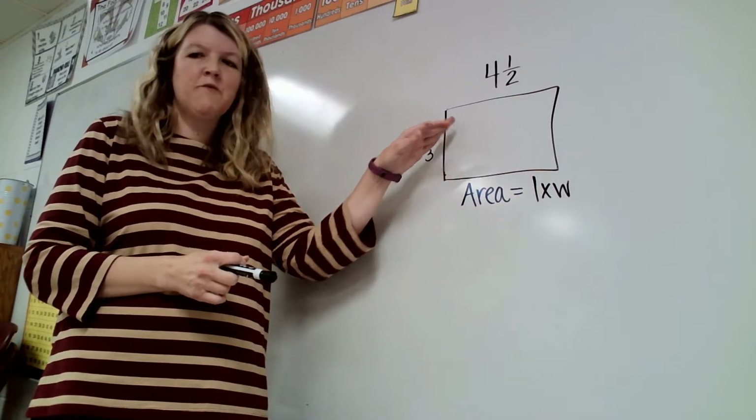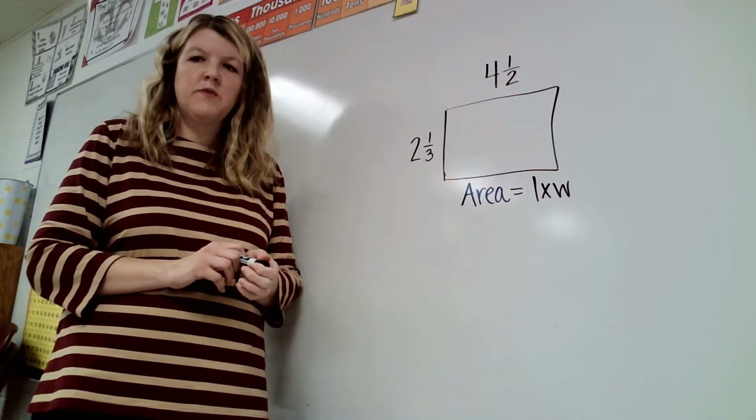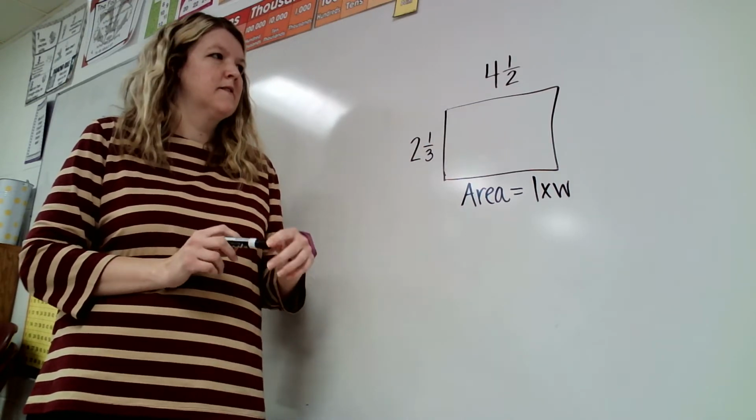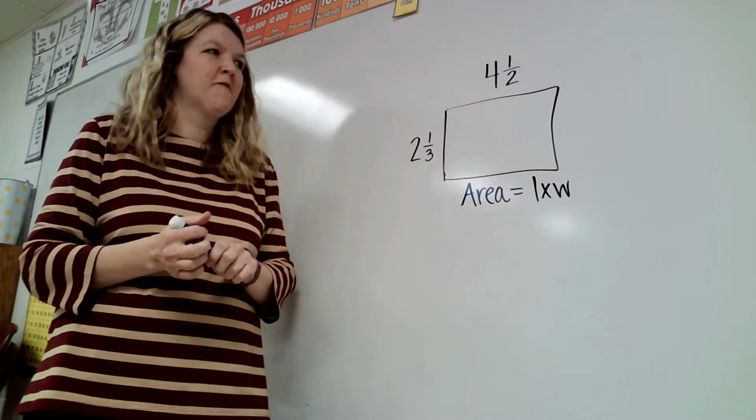All right, for this problem, I want to find the area of a rectangle that has fractional side lengths. So I'm going to do it two different ways. The first way, I'm going to go ahead and change these mixed numbers to improper fractions.